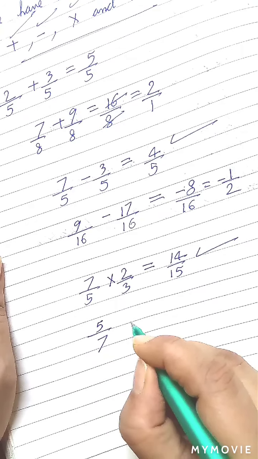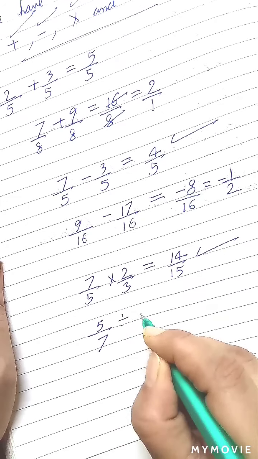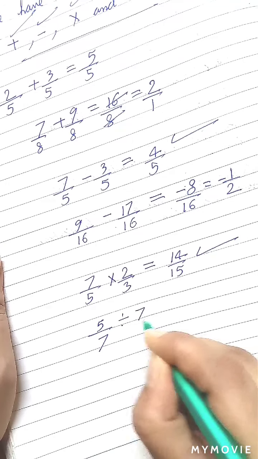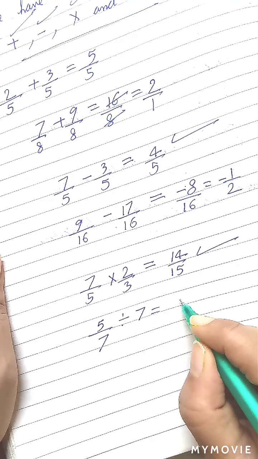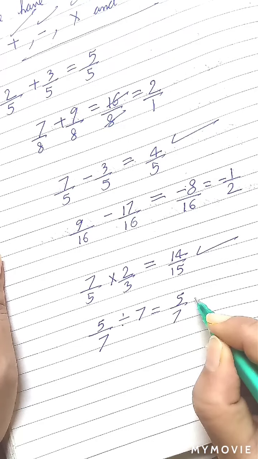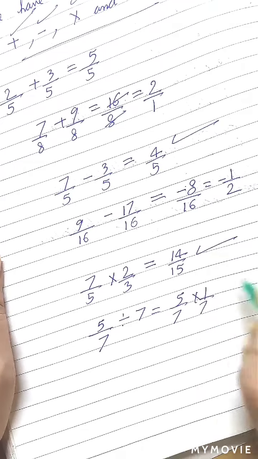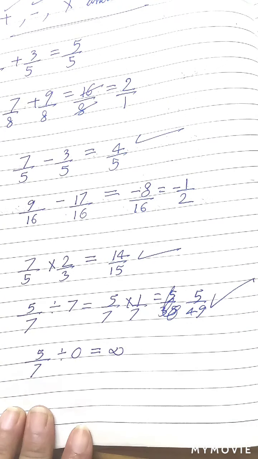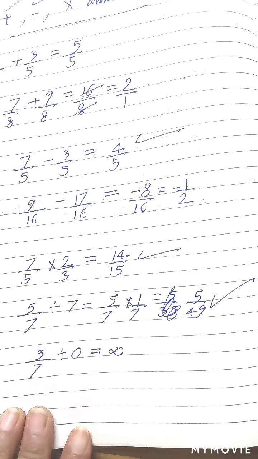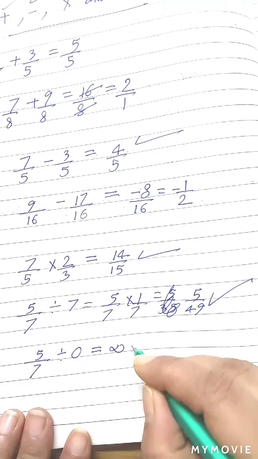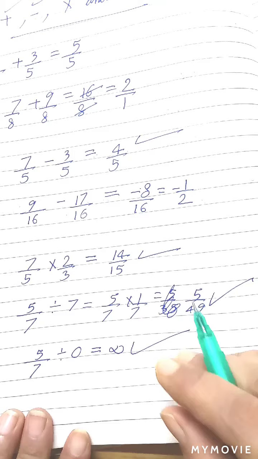5 by 7 divided by 7. So it's going to be 5 by 7 into 1 by 7. It's going to be 5 by 49, which is a rational number. So we can say that rational numbers are closed under division, but that is not the case, because if you divide a rational number by 0, the result is not going to be a rational number.